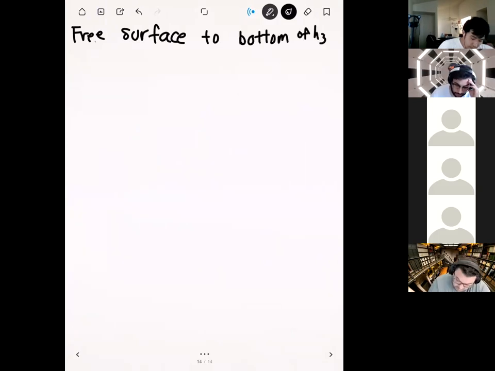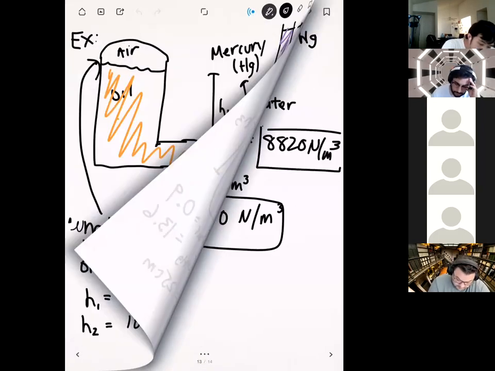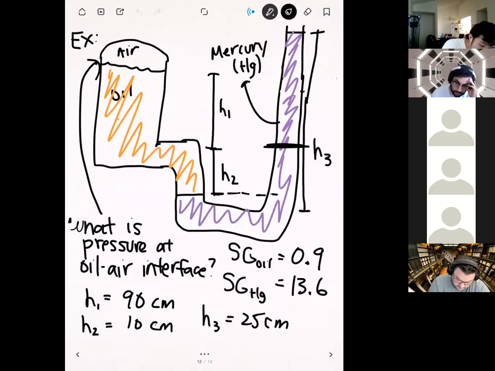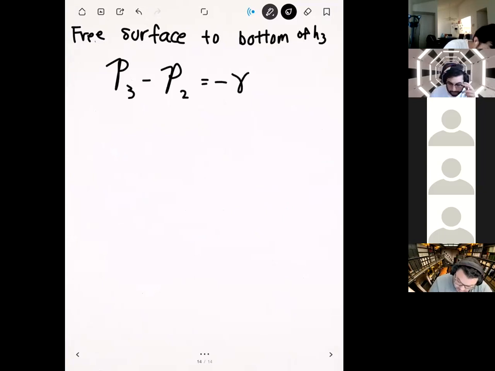Back in the problem, basically where I'm going to go is from up here. We'll call this location 3, and we'll call this down here location 2, since the two locations are at the same level. And then we'll call this guy location 1. So we're going to go from 3 down to 2 right here. So we get P3 minus P2 is equal to minus gamma Hg times H3.